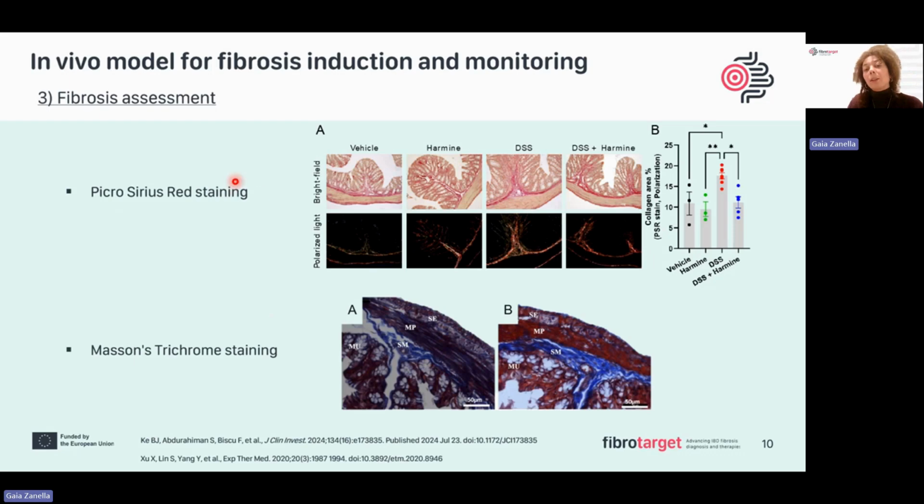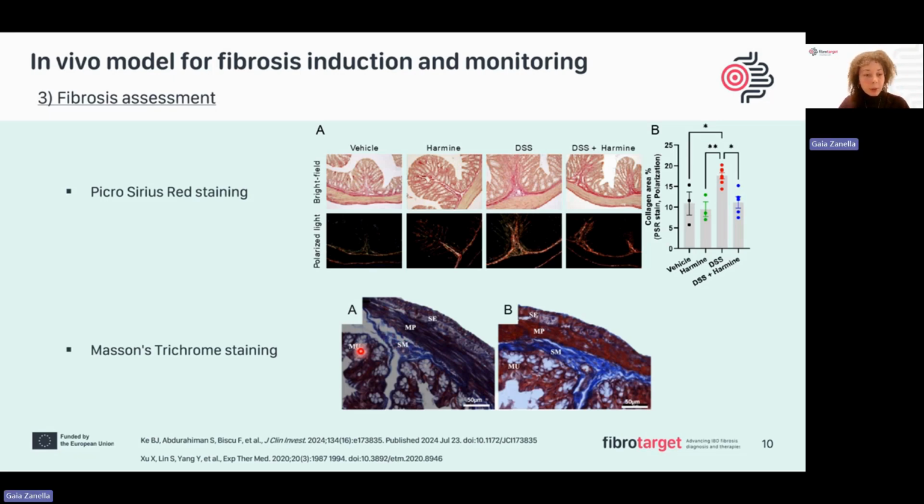So with Picrosirius red, the advantage is that we can image our slides both in bright field and in polarized light. So with bright field, we will see collagen detection in red, which of course can then be quantified. While with polarized light, we can also further discriminate between collagen 1 fibrin and collagen 3 fibrin. So collagen 1 will be detected in red or orange, while collagen 3 will be detected with a more yellowish green color. Then we can also perform Masson's trichrome staining, where collagen, as my colleague Bogin mentioned for the human part, will be detected in blue.